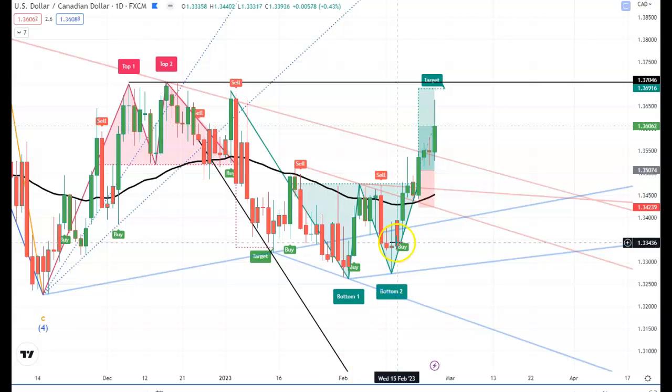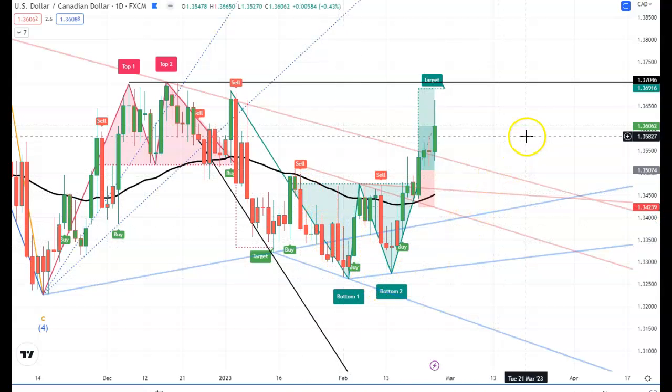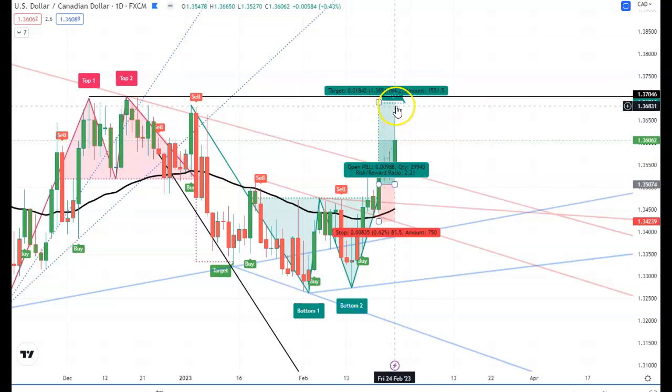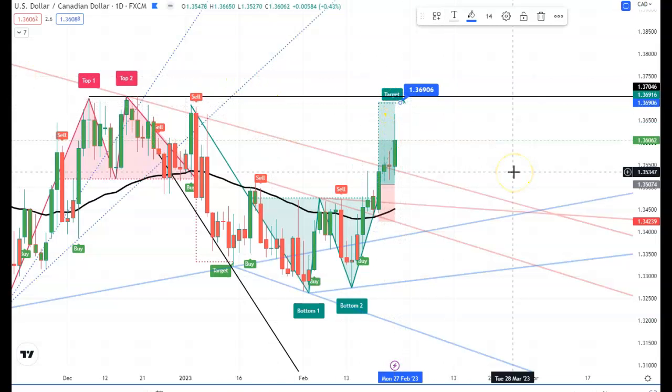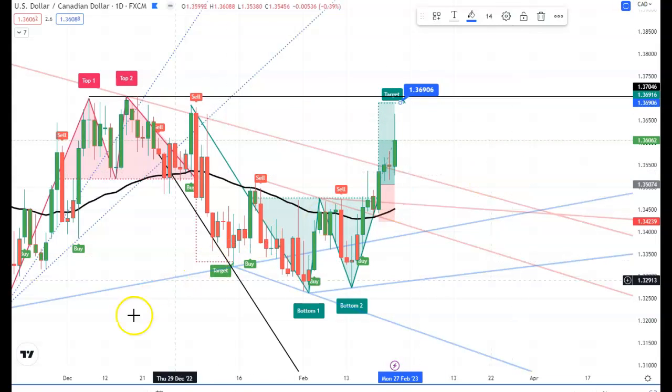So US Canadian double bottom, fantastic setup, and no Elliott wave to talk about, but nonetheless a break, and the target here is 136.90.